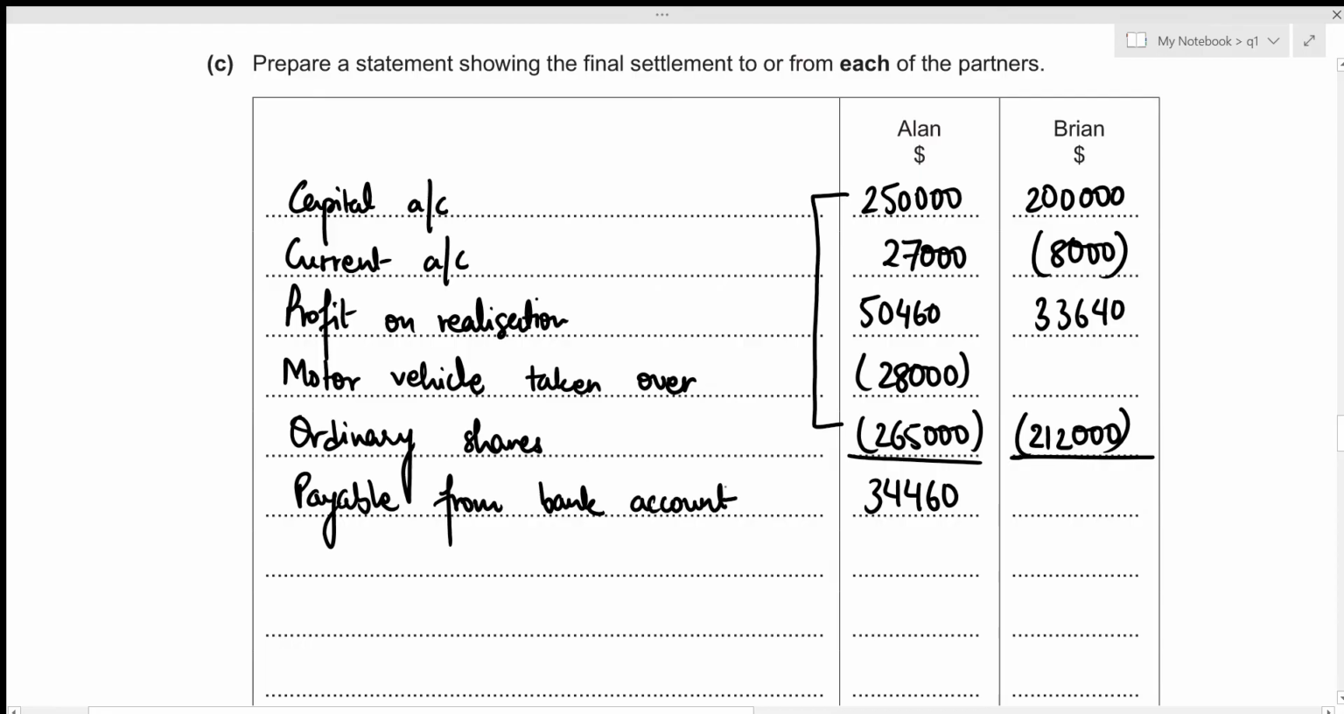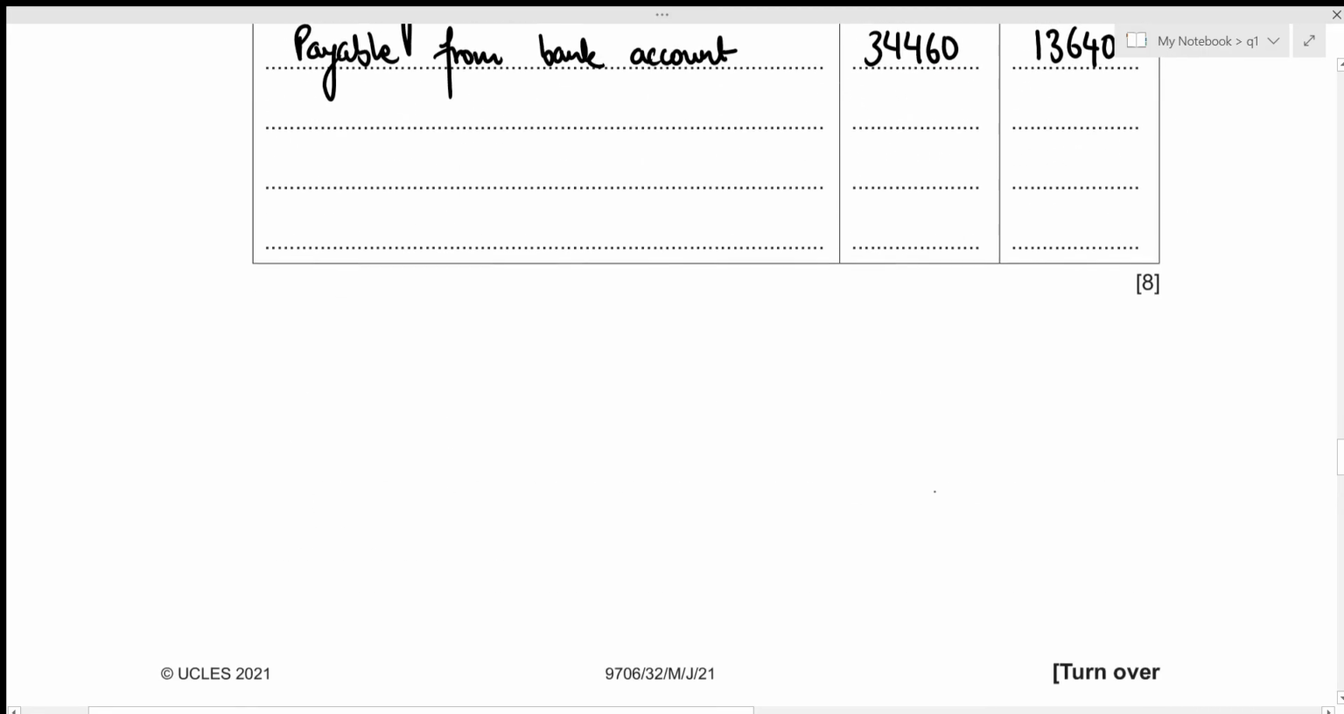Now we repeat the same process for Brian. So that's going to be the sum of these four amounts: 200,000 minus 8,000 plus 33,640 minus 212,000, which again results in the positive amount of 13,640. And since this is a positive amount, this is obviously the amount still payable to Brian from the bank account, right? And this concludes our statement as well as the third part of this question. Now we can move towards the fourth one.